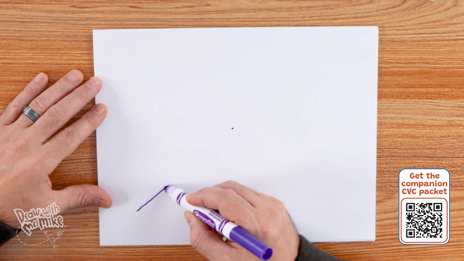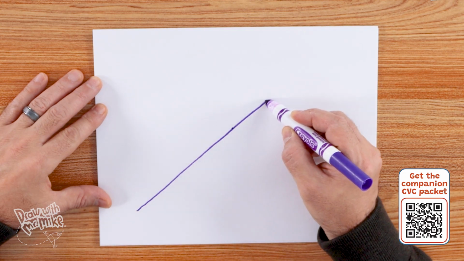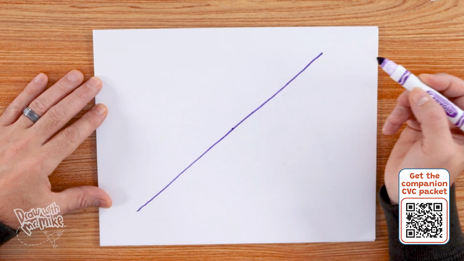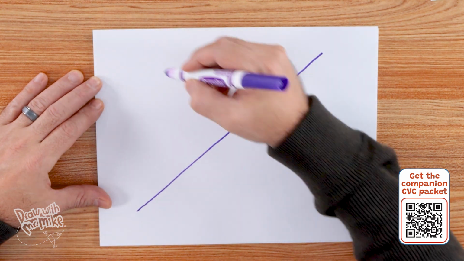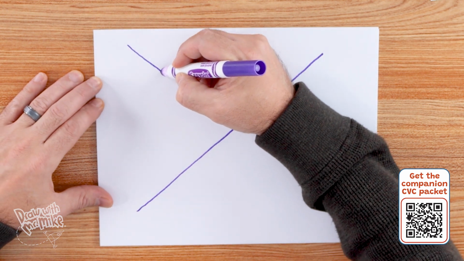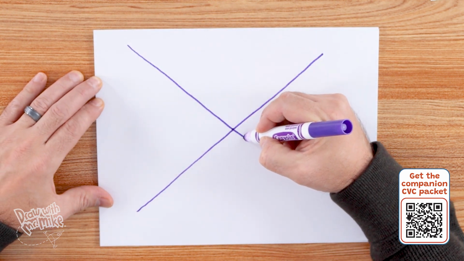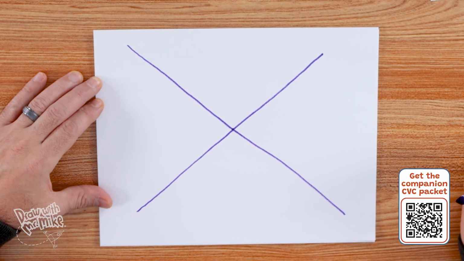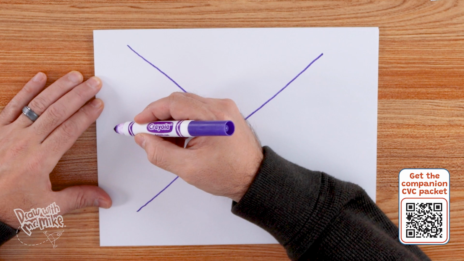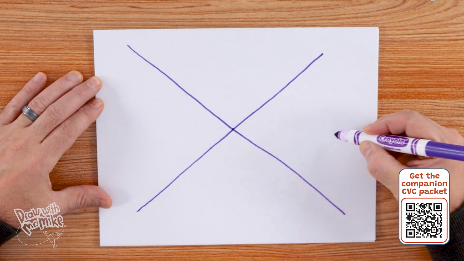Ready? There's one. Now let's start over here, like we're making a big X. Remember, we're going to go through that dot, just like that. Next, we're going to come over here. We're going to go straight through that dot.